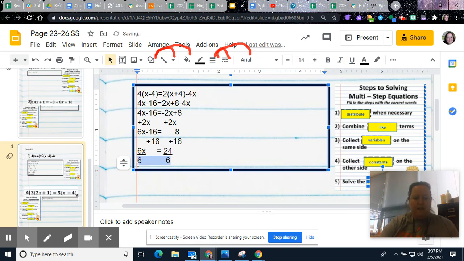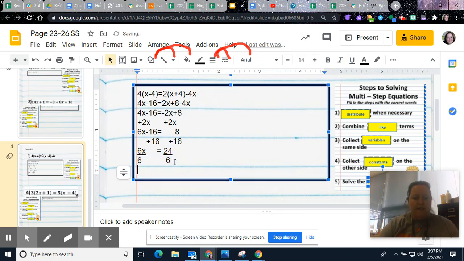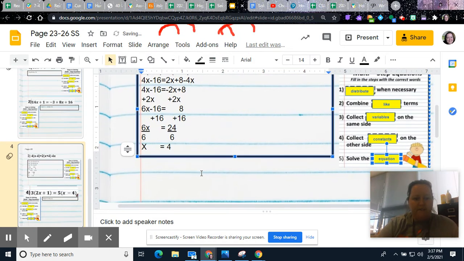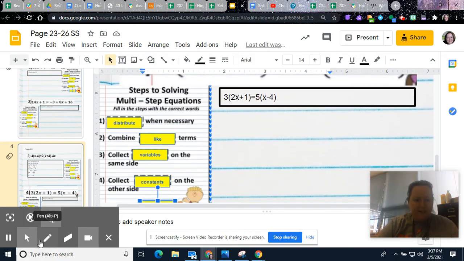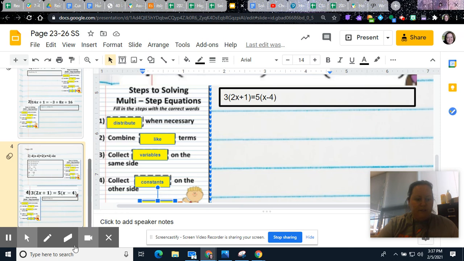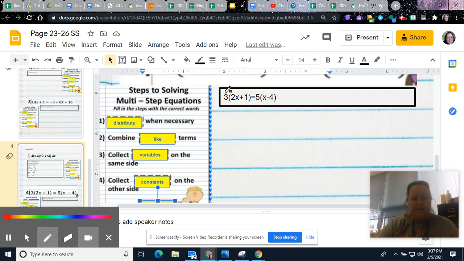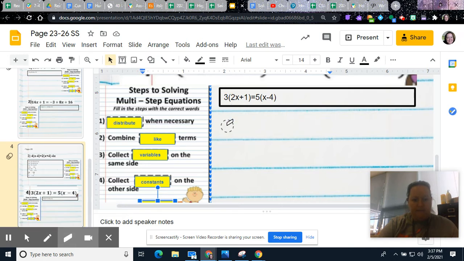Don't want that stuff underlined. And so then you find that x equals 4. And you've got that one finished. On number 4, same thing here. Step 1, distribute when necessary. So we're going to actually want to do this up here where it's bigger.